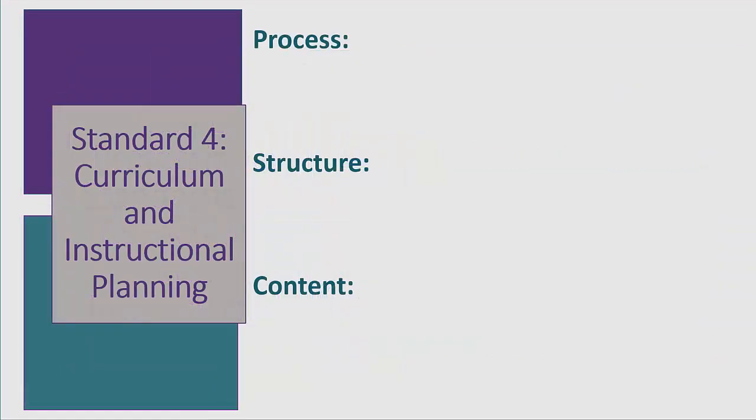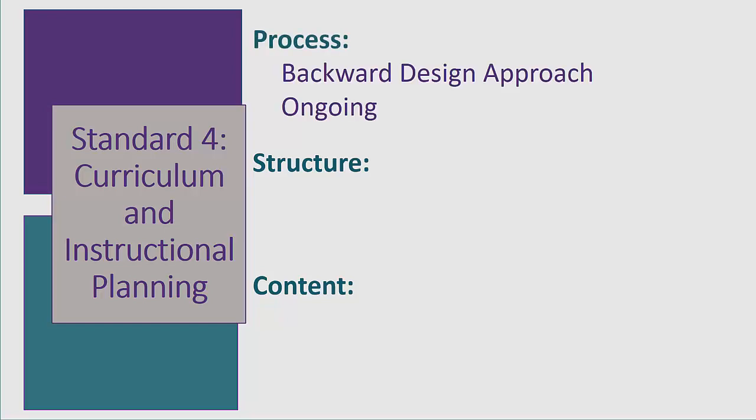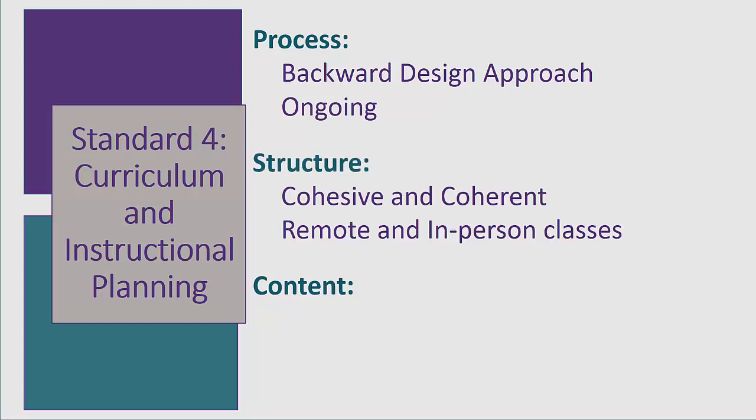You might remember from the previous video that Standard 4 provides some guidance for curriculum development by describing a useful planning process, specifically the use of backward design, which starts with planning end goals, followed by assessments and then activities aligned to those goals, and that this process is ongoing, revisited and revised regularly as the makeup of your students changes. This process helps create a cohesive and coherent structure to your instructional design plans described in Standard 4, with each part of the curriculum aligned to each other both within and across class levels, and that the structure is designed appropriately for both in-person and online courses.